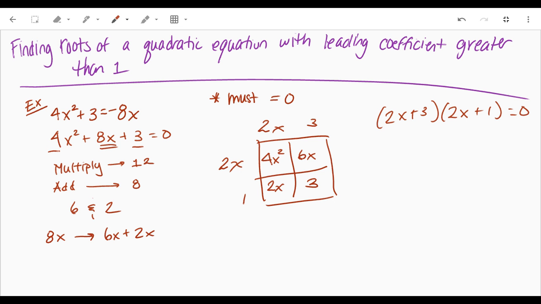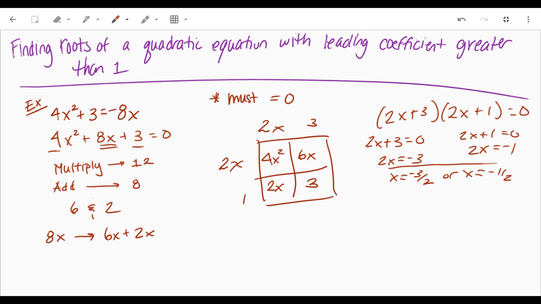And now I just solve them. 2x plus 3 equals 0. 2x equals negative 3, so x is negative 3 halves. 2x plus 1 equals 0. 2x is negative 1, so x is negative 1 half. There's my 2 answers. Okay, we'll do another one of those.